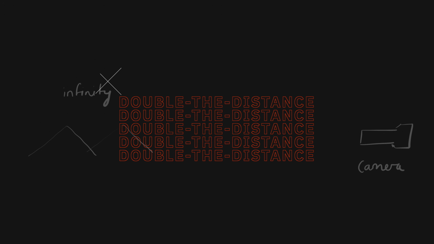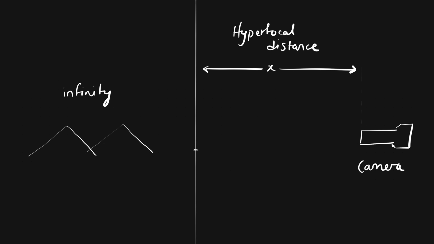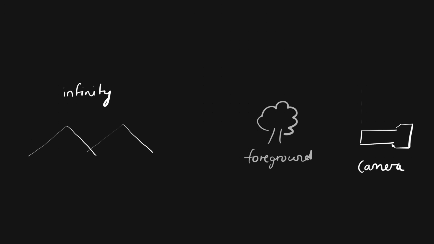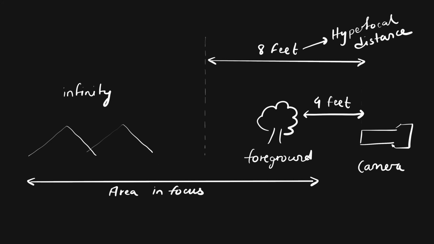A more practical approach to calculate hyperfocal distance is to use the double the distance method. Remember I told you, if the hyperfocal distance is at x, everything from x by 2 to infinity will be in focus. Use this to your advantage. If you have a foreground subject suppose at a distance of 4 feet, focus at 8 feet, and everything from 4 feet to infinity will be in focus. That's it, it's very simple.